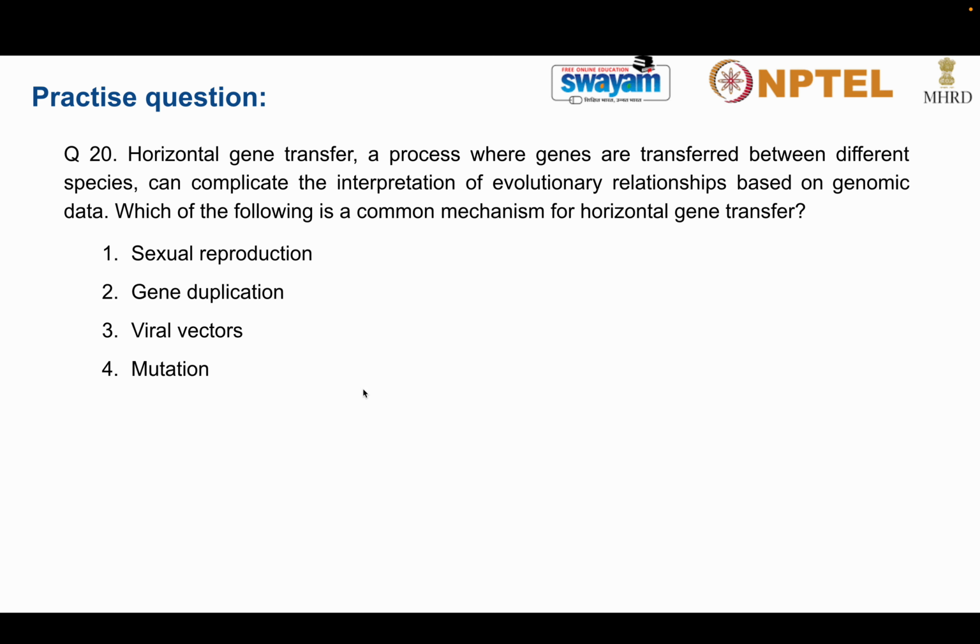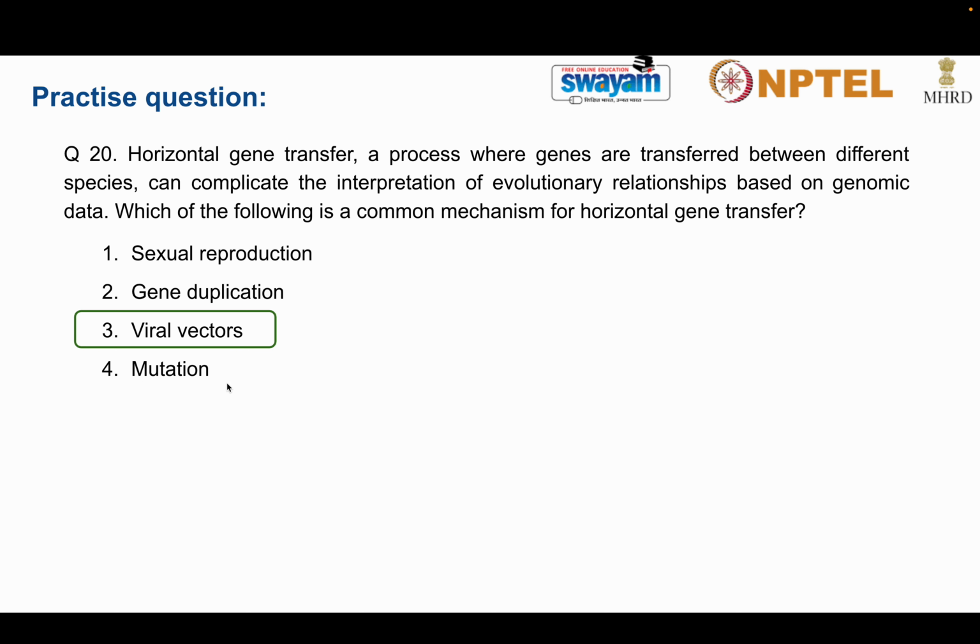Now let's see what is the correct answer. So the correct answer is the viral vectors. When we say sexual reproduction, whenever some gene component is passed on to the progeny with sexual reproduction, it is the vertical gene transfer. It is not referred to as horizontal gene transfer. Then gene duplication. Gene duplication leads to the formation of paralogs and it is not some transfer. It is the duplication of the gene that is already present. So in this way, this is also not true.